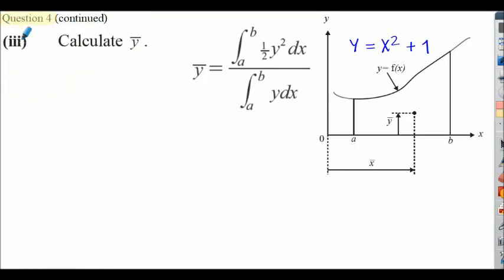And question 4, part 3, we now calculate the y bar location, shown here on the diagram. And again, as before, we've already calculated the area in part 1, and the numerator is the first area moment here. And again, we have to replace the y in this integral with x squared plus 1, our equation. The full work solution is shown on the following slide.